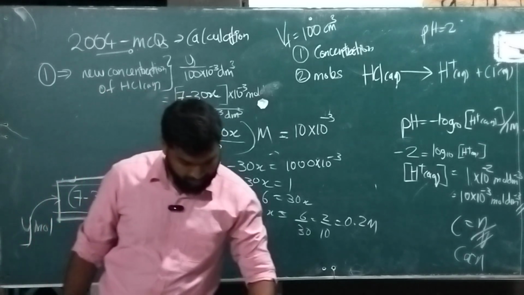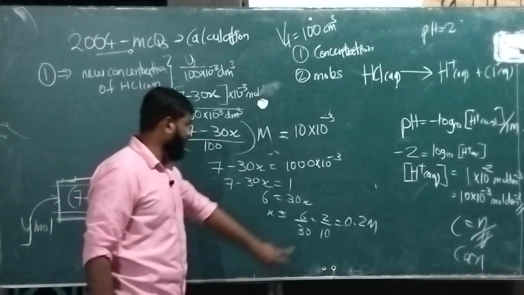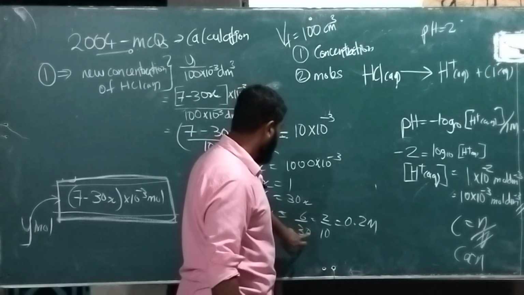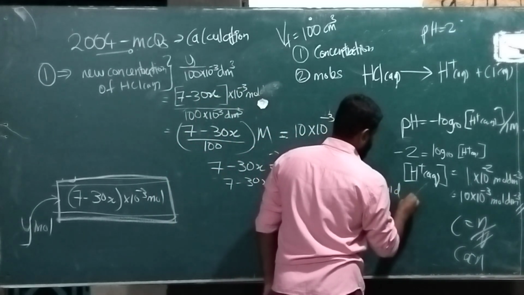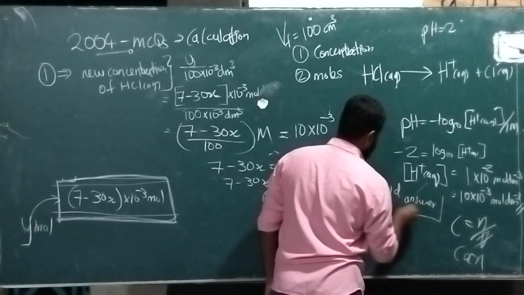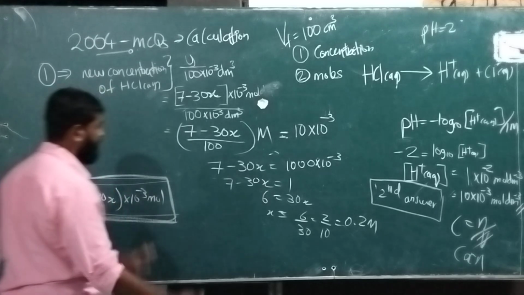So what's the answer? The second option is the answer. What answer did you get? 2 over 10, yes. So the second option is the answer. Simple case.